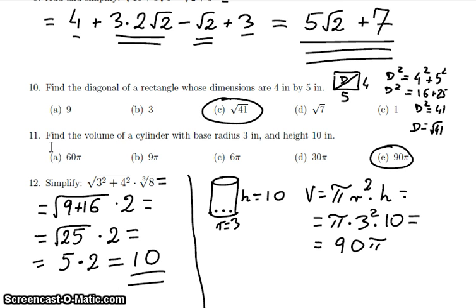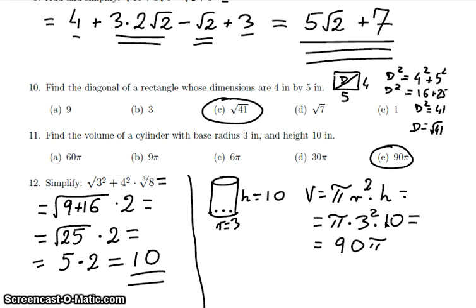Find the volume of a cylinder with base radius 3 inches and height 10 inches. The volume of a cylinder, here is more work. The volume of a cylinder is pi r squared times h. So the area of the base times height. Since the base is a circle, the area of the circle is pi r squared, and then you multiply it by the height of the entire cylinder.